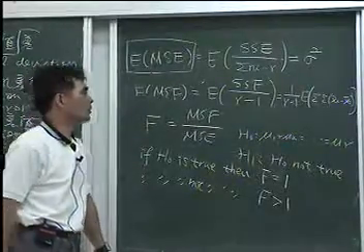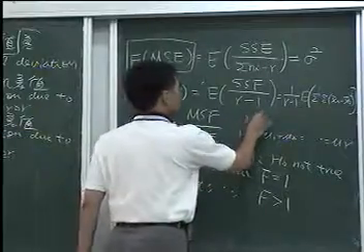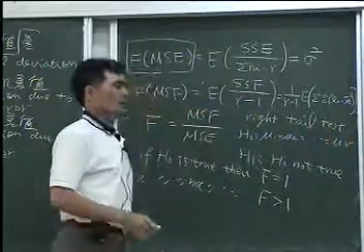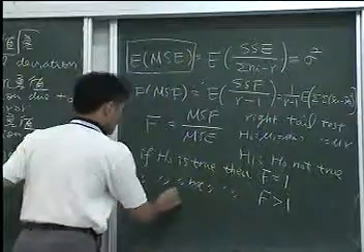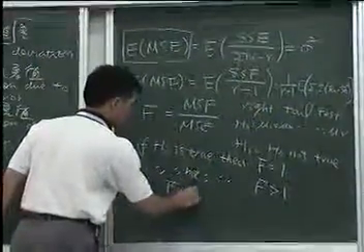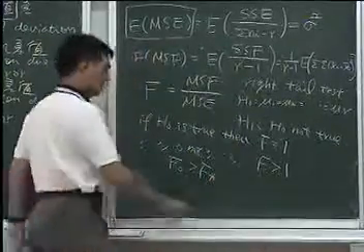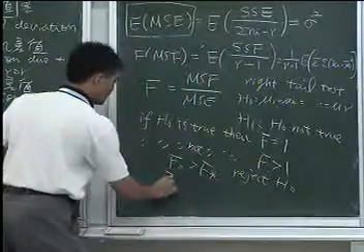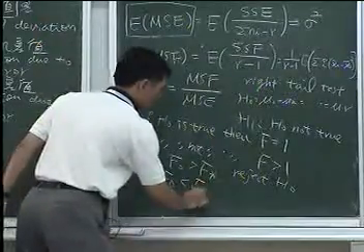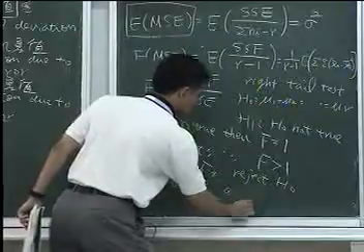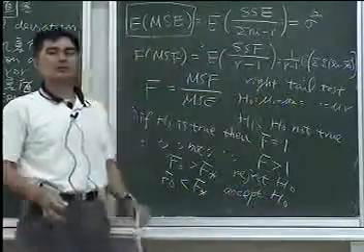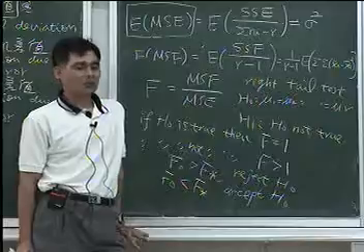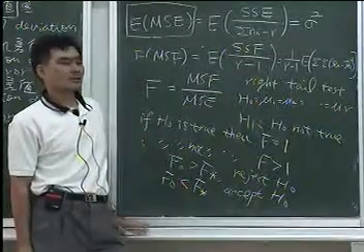Because we have this kind of property, when we do the test, it is a right tail test. A right tail test. So as we said before, if F naught is greater than F star, you're going to reject H naught. If F naught is less than F star, then you accept H naught. So basically, this is the basis of ANOVA.